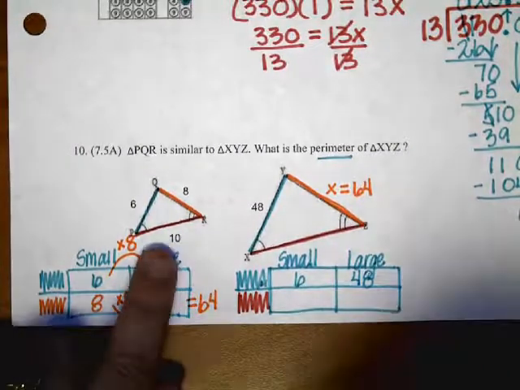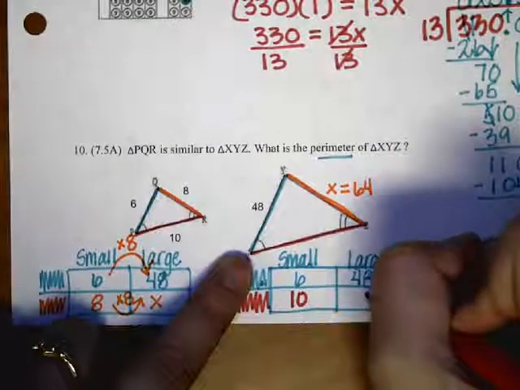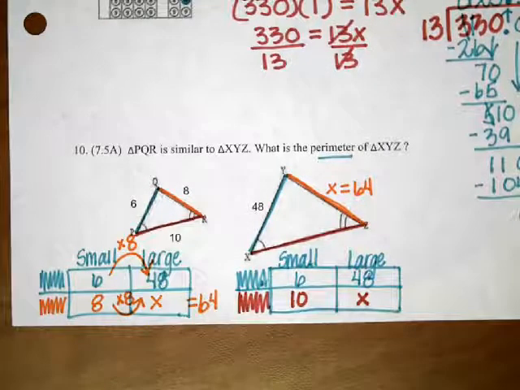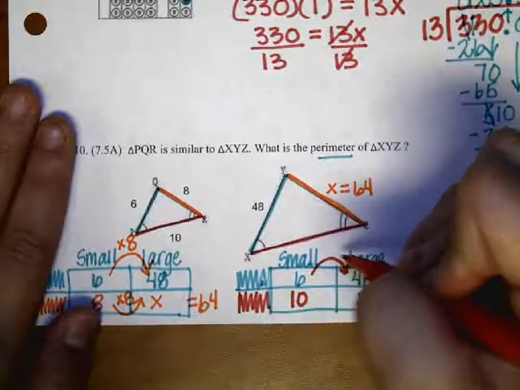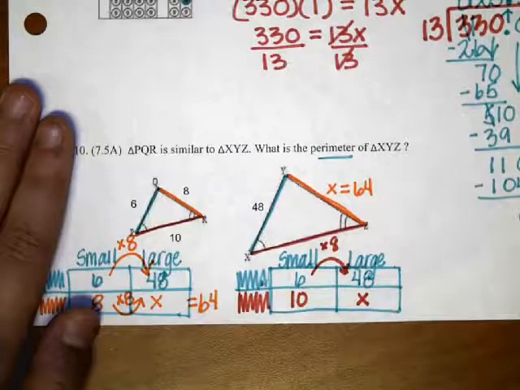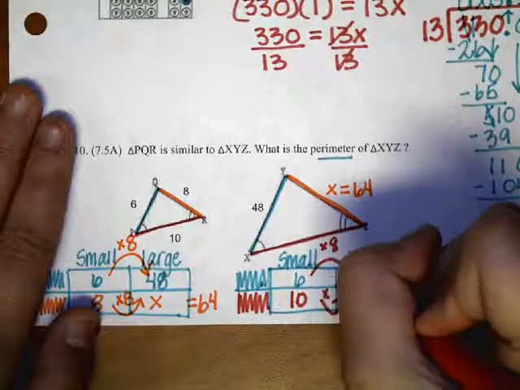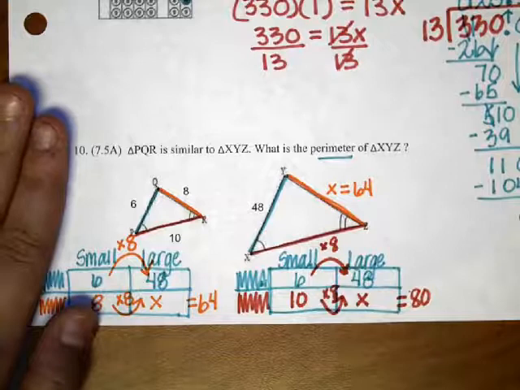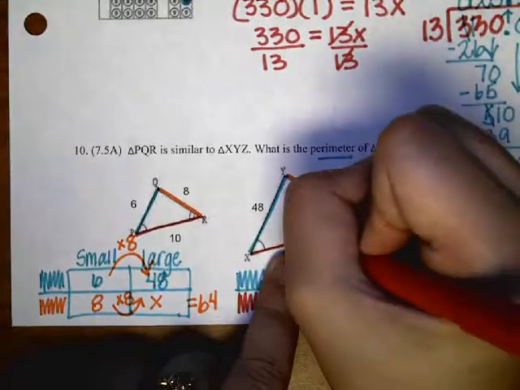My small red side is 10, and I'm looking for my large red side. Again, you can either make a cross product, or if you know your scale factor, which we do, we know that 6 times 8 is 48. Whatever you do to the bottom, you do to the top. 10 times 8 is 80. So my missing length for my red labeled side is 80.